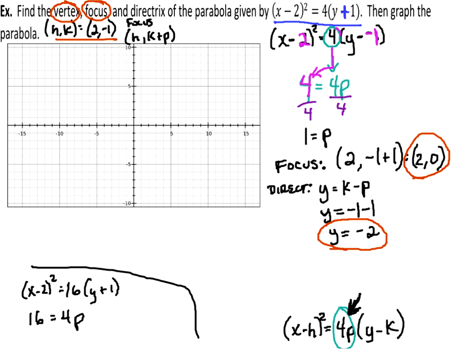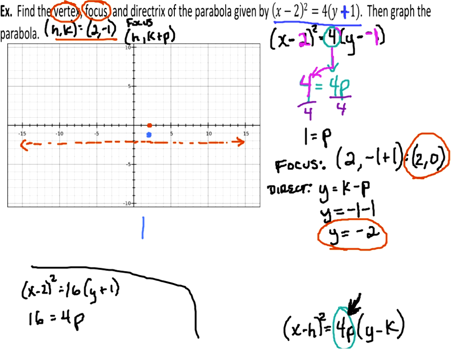Now we're ready to graph. So my directrix is y equals -2. That is a horizontal line going through the y-axis at -2. My focus is 2, 0. So my vertex, I'm going to do this in a different color. My vertex is 2, -1 right here.